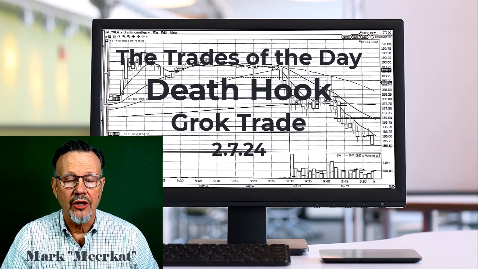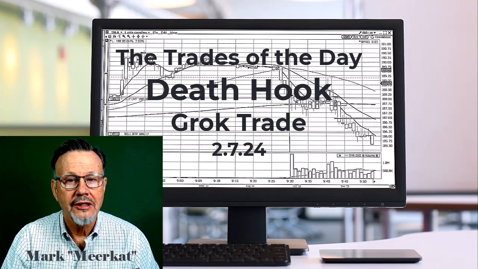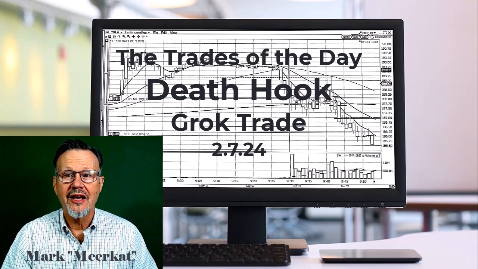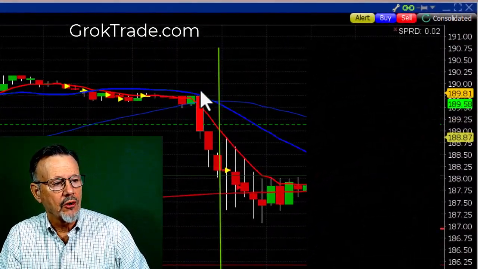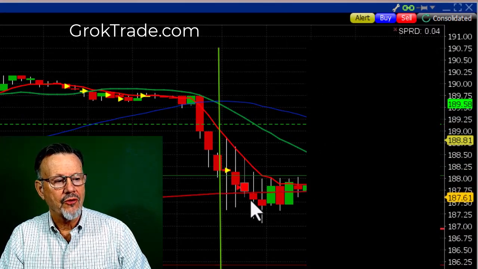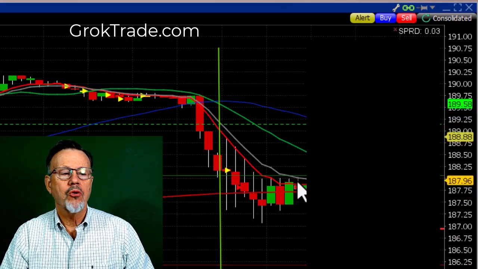It was on Tesla, and it's called a death hook. Actually, it sucked me in, and then I had to reverse my position. Here we go. Tesla, here was the setup. Here it was opening, and it started dropping. And then I was starting to do a bull pullback here.